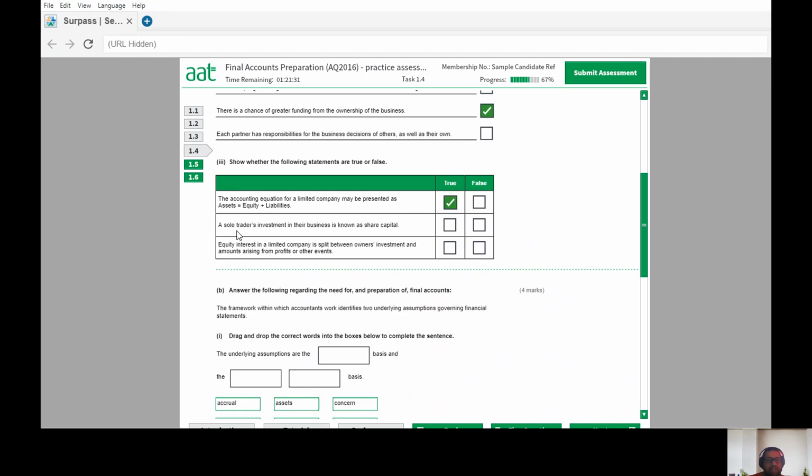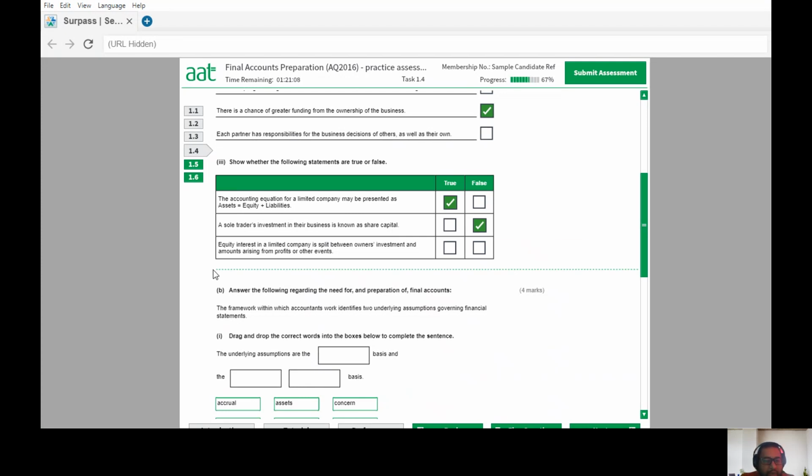Next one, a sole trader's investment in their business is known as share capital. That is not true. Share capital is somebody buying into a business. It is for companies, not for individual sole traders, because we just call it capital, not share capital.